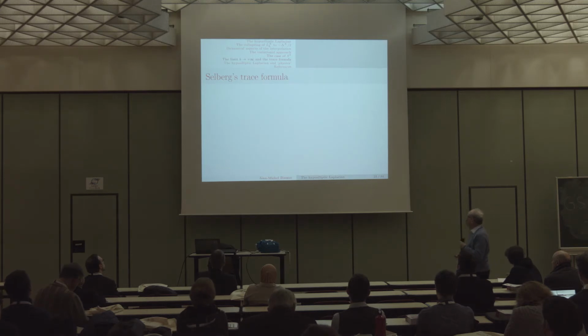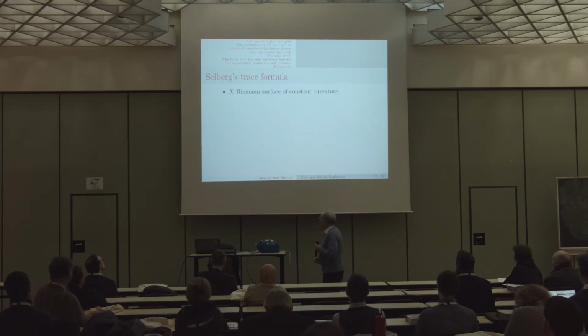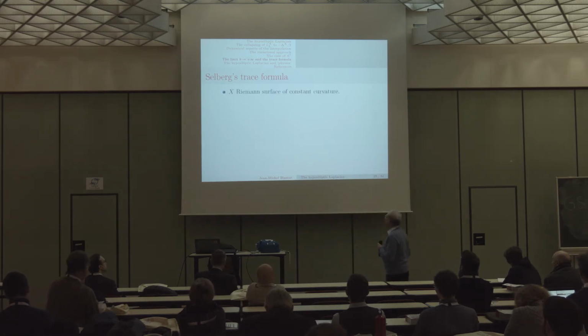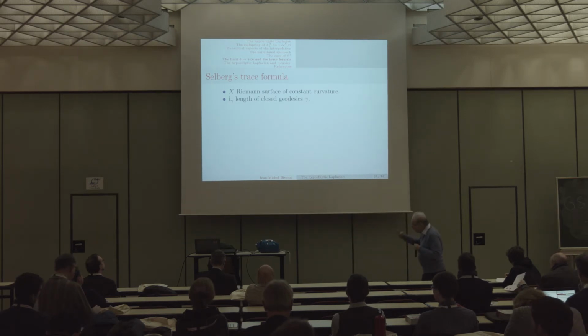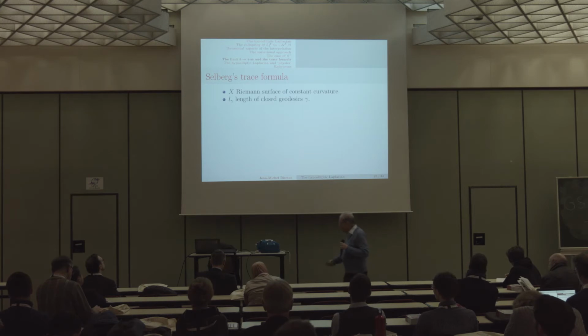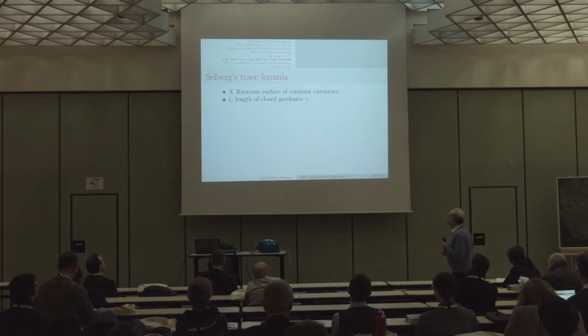So let me now move to Selberg's trace formula. So let me just briefly explain what Selberg's trace formula is. So I give myself X to be a Riemann surface of constant curvature. I should say here of constant negative scalar curvature. So I then introduce the closed geodesics on this Riemann surface, and I call L gamma the length of a closed geodesic gamma.